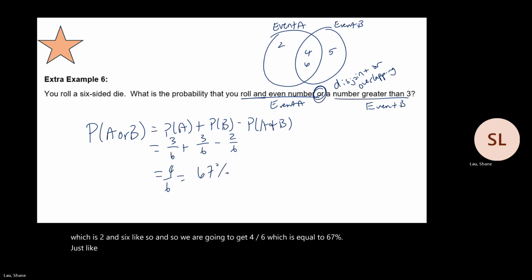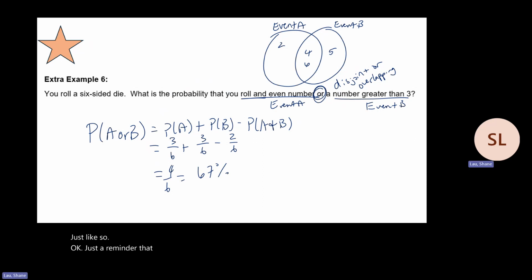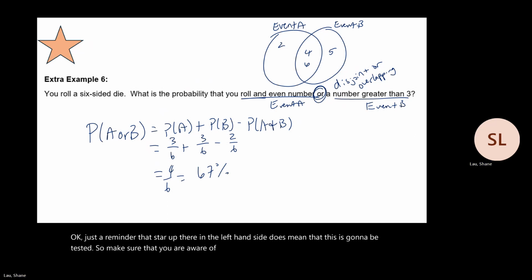Just like so. Okay. Just a reminder that that star up there on the left-hand side does mean that this is going to be tested. So make sure that you are aware of that. Make sure that you can perform and do these kinds of problems, because you will see it on the next quiz.